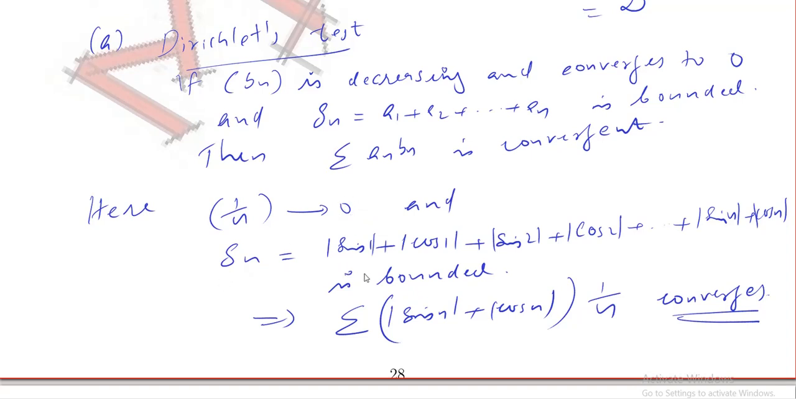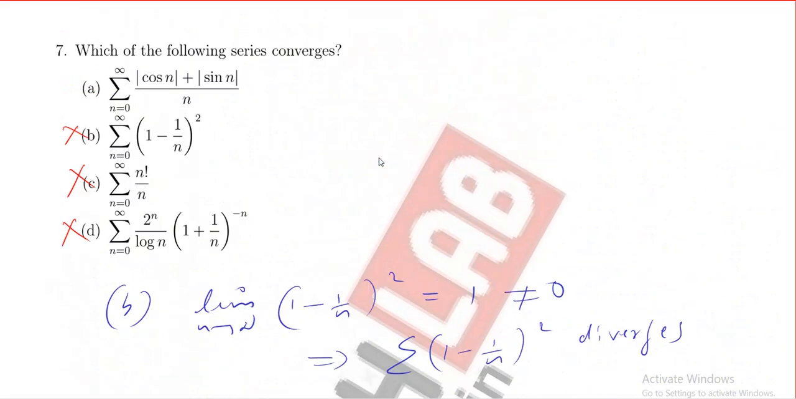and Sn is the sequence of partial sums: sin 1 plus cos 1 plus sin 2 plus cos 2, and so on, sin n plus cosine n. See, all these functions are bounded, right? I mean sin and cos are bounded functions, and these are positive as well since we take the modulus. Therefore Sn is bounded, we can say. So the sequence of partial sums is bounded, the other one converges to 0, therefore the series sigma an times bn definitely converges. Okay, so by Dirichlet's test, this series converges.